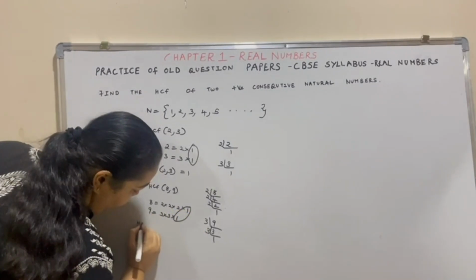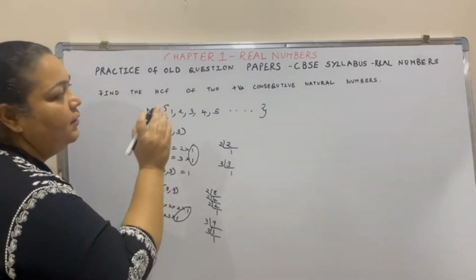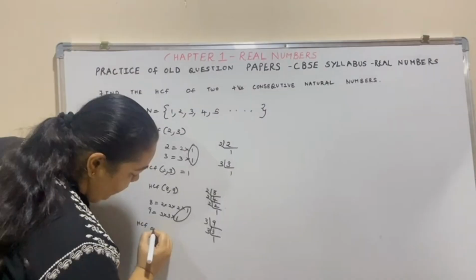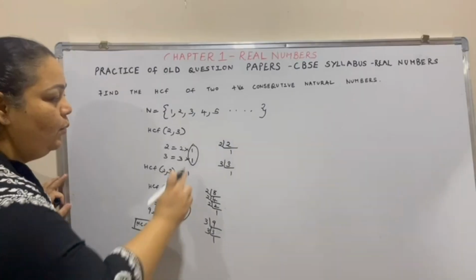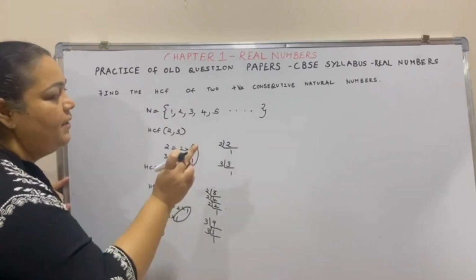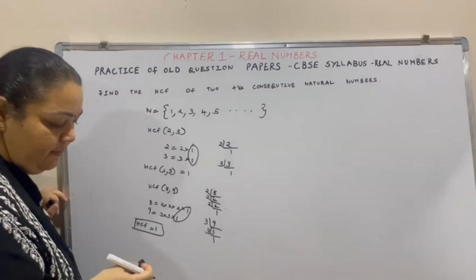So the HCF of any positive consecutive natural numbers will be 1 only. The answer is only 1, because only 1 is common. Anything you try, only 1 will be common.